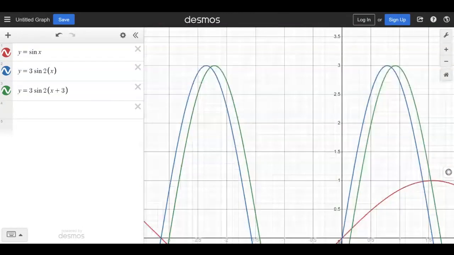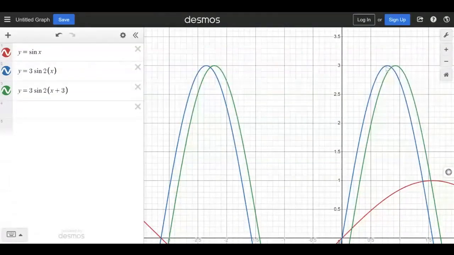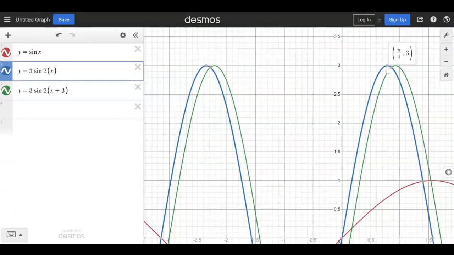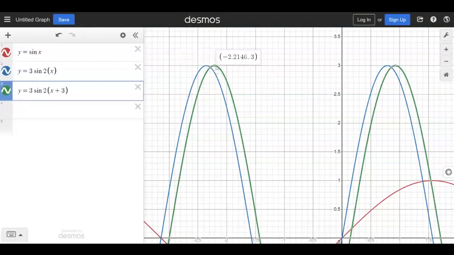Now I can. So from this blue graph, which was pi over 4 to 3, I will shift my graph to this point. See, the point is negative 2.15. That's what we figured out. So the graph has moved that much to the left.